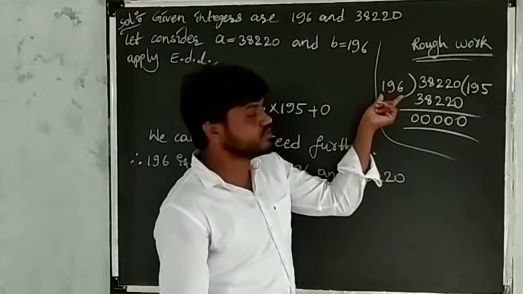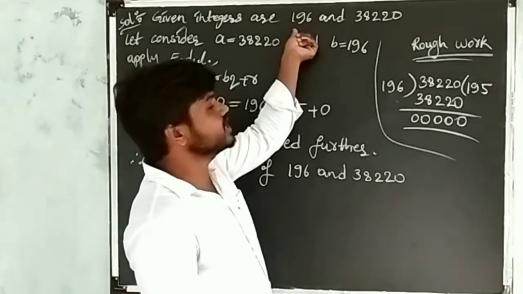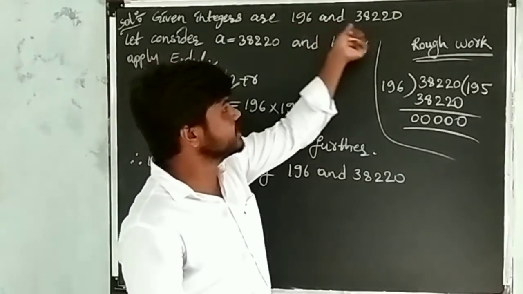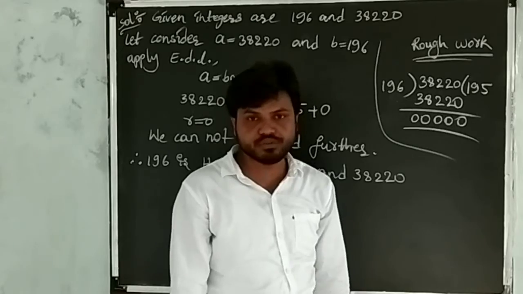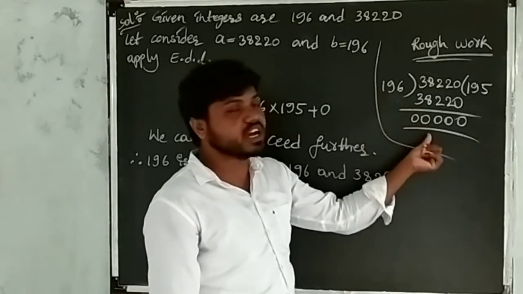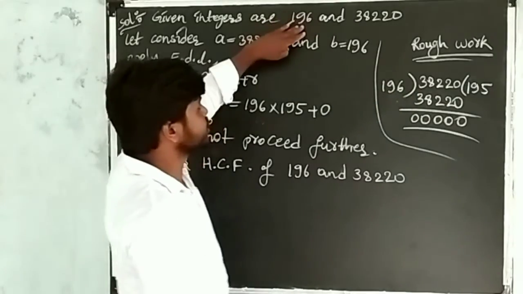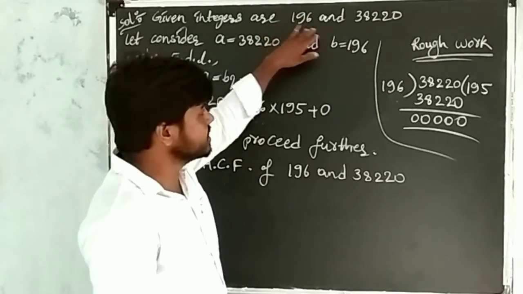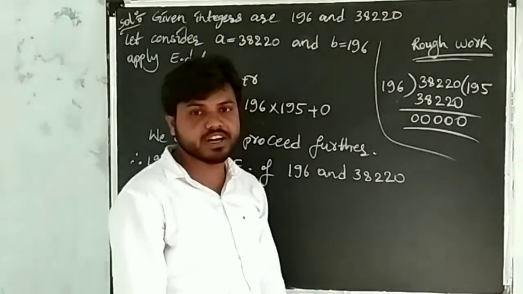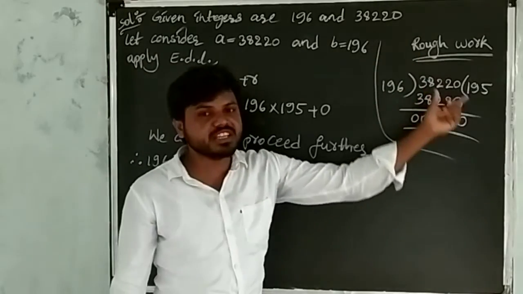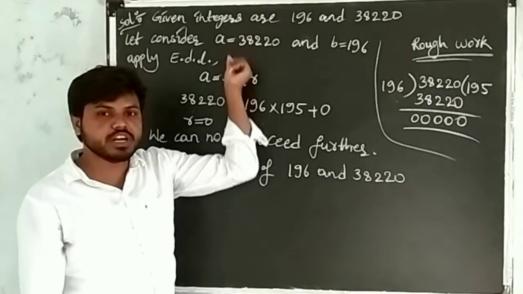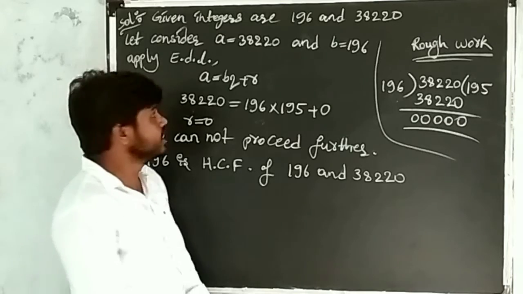That's why this 196 is the highest common factor of 196 and 38,220. By looking at this long division, we can write Euclid division algorithm easily.